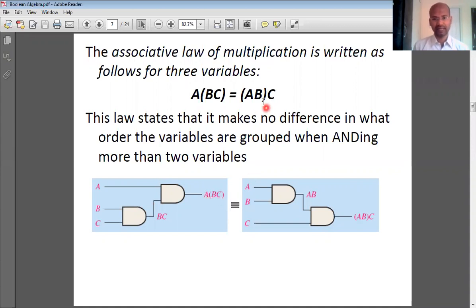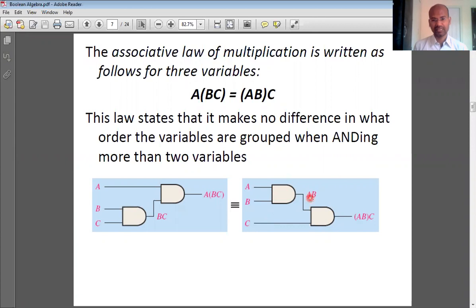Now look at the right hand side of the equation. In the right hand side, we are ANDing A and B first. That result is ANDed with C. So in the first stage, we are taking A and B as inputs, and we are using AND gate because we are looking for AND operation. So what comes out is AB, which is A dot B. A dot B is same as AB. We use this notation also interchangeably.